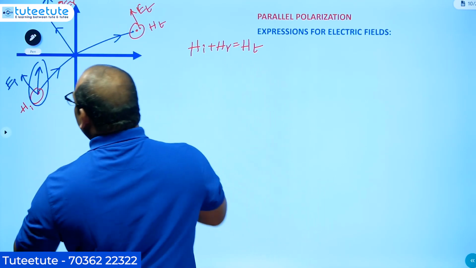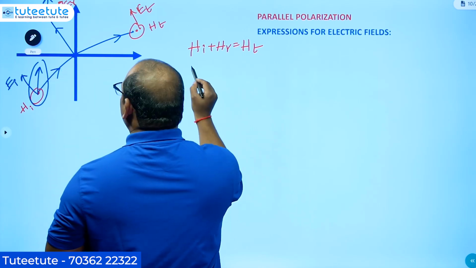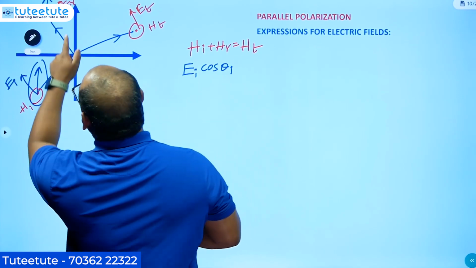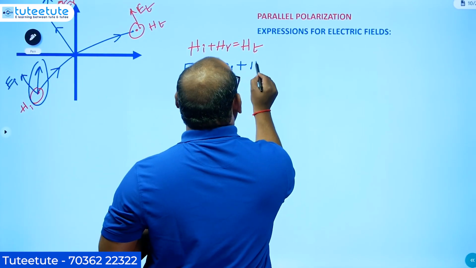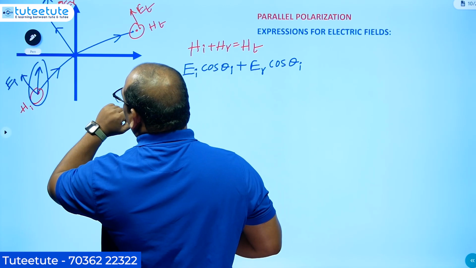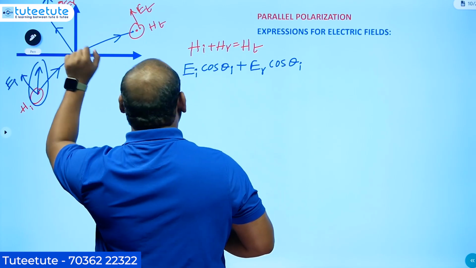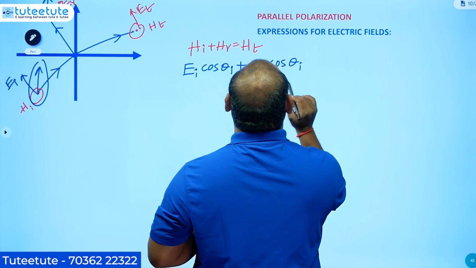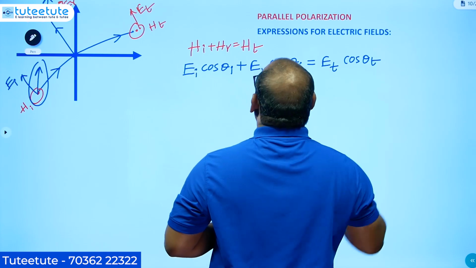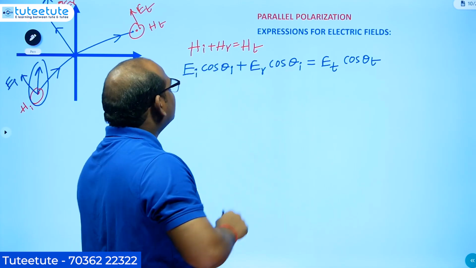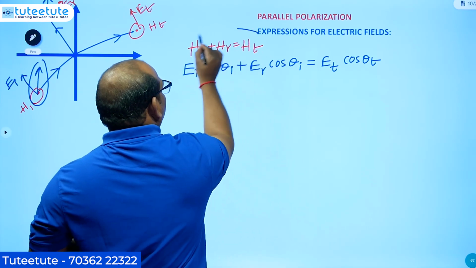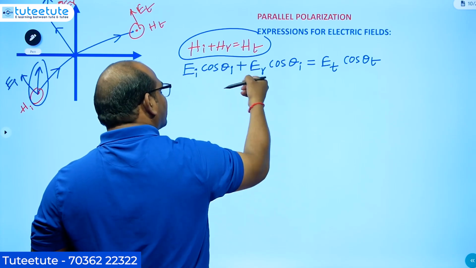So what we can write here, because it is making the angle theta I, we can write here EI cos theta I, and in this case it is ER cos theta I. Why am I taking both angles as theta I? Because of Snell's law, we can tell theta I is equal to theta R. So that we can take here ER cos theta I, this is equal to ET cos theta T. So now we have applied the boundary conditions related to magnetic fields and electric fields. So that now according to this particular expression, we need to convert into electric fields only.